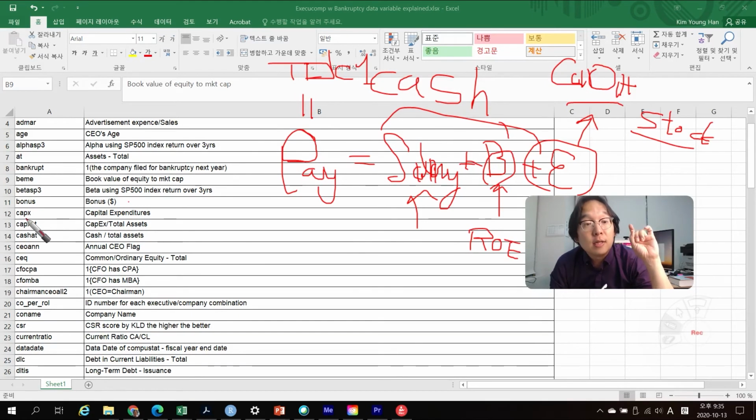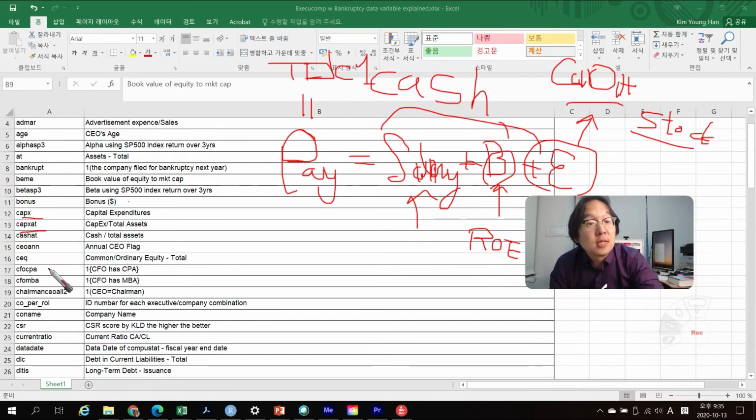CapEx is capital expenditure, how much you invest. And CapEx AT is CapEx divided by total assets. Why? Because different companies have different sizes, so what's the percentage? That's the issue, whereas CapEx over here is a simple dollar amount in units of $1 million. And then cash AT, you guessed it right, is cash divided by assets.